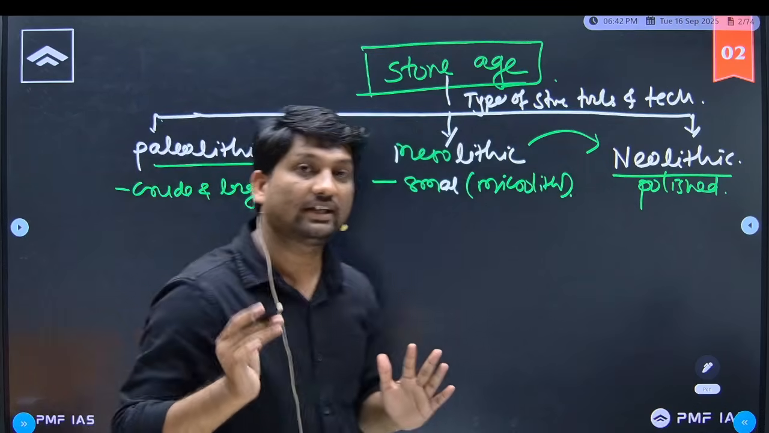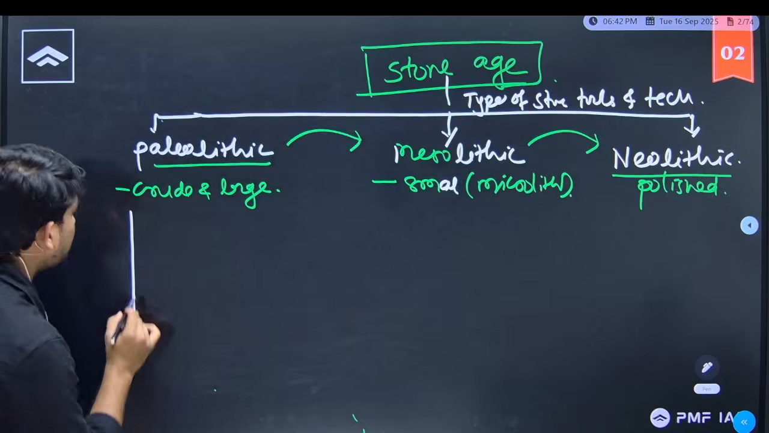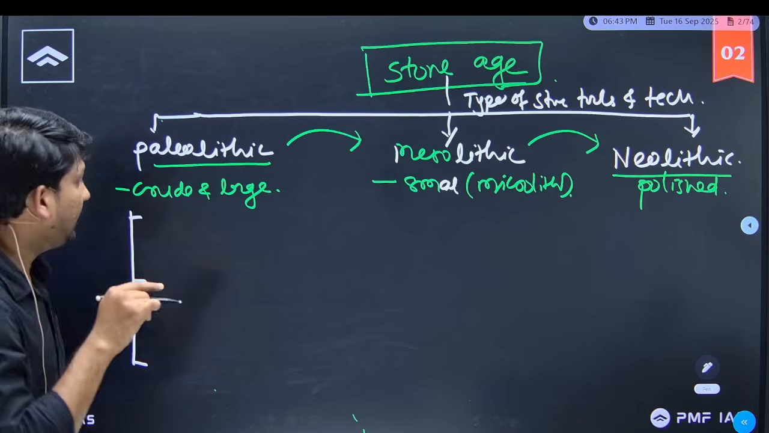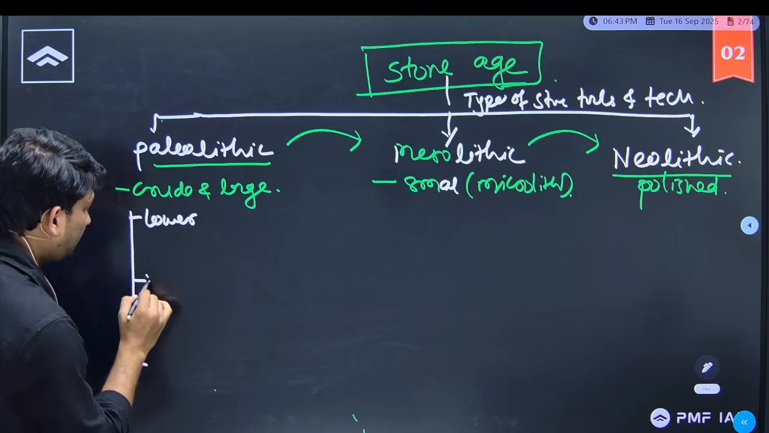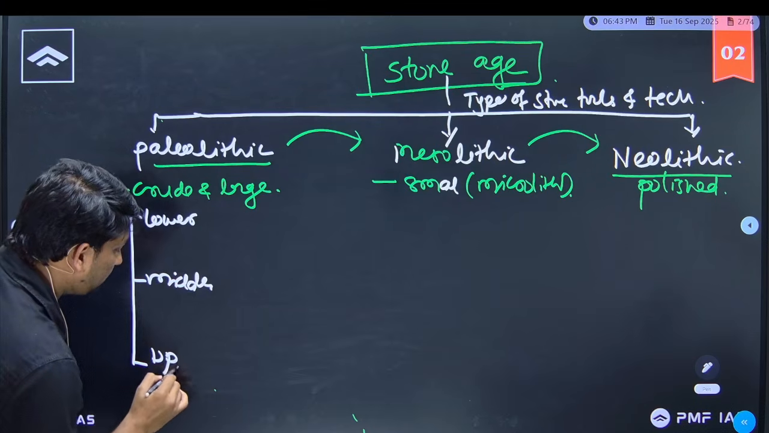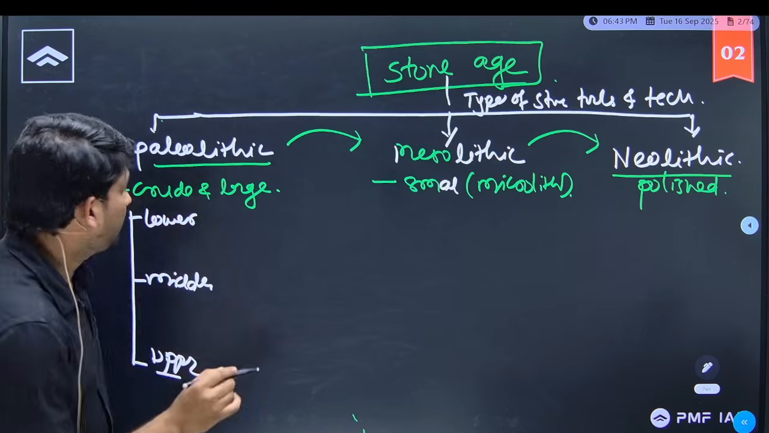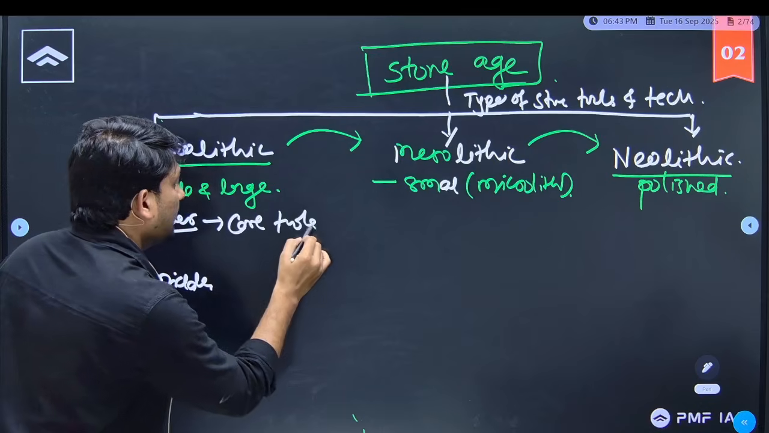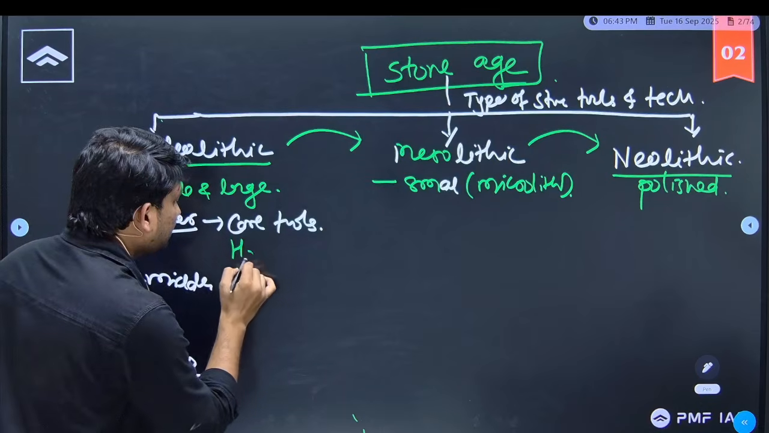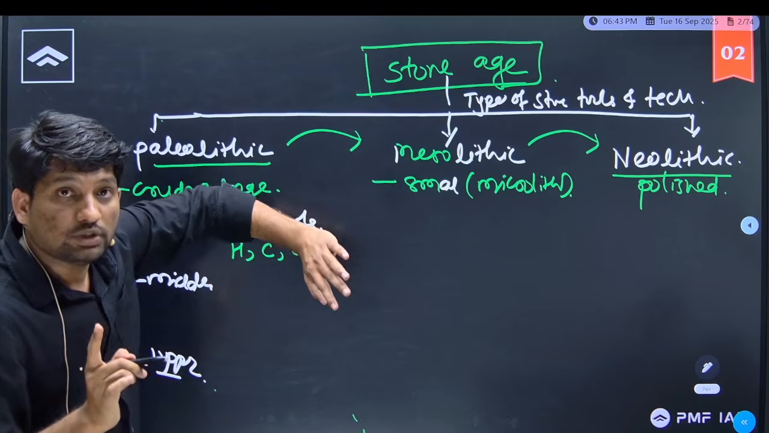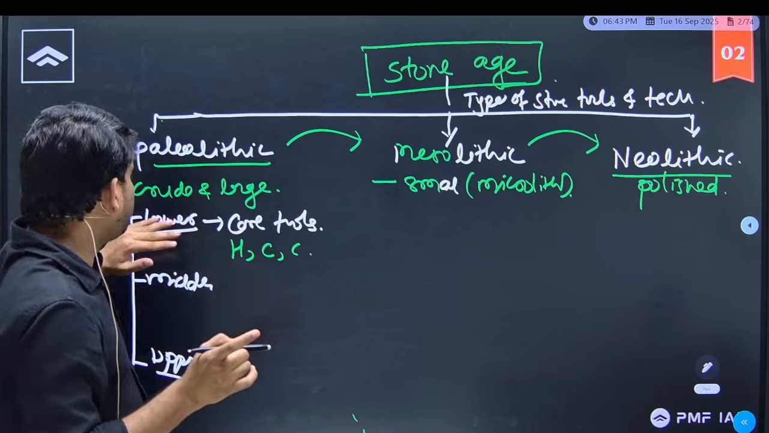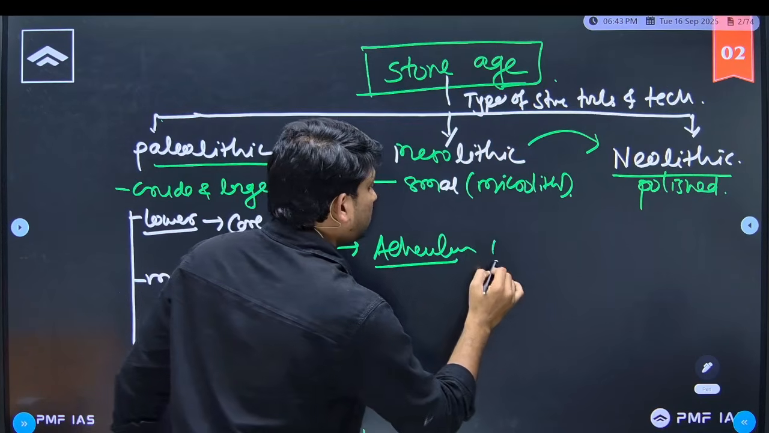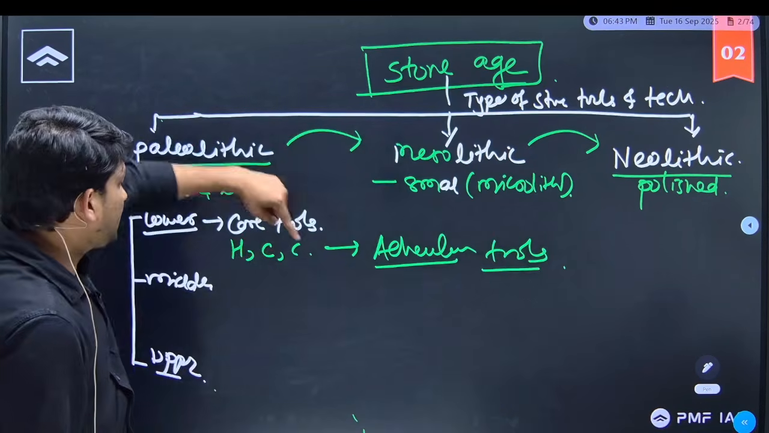If you go further into details, we have discussed that the Paleolithic phase is again divided into three phases or three ages: lower Paleolithic, middle Paleolithic and upper Paleolithic. During the lower Paleolithic, they were basically using core tools. Which are these core tools? Hand axes, cleavers and choppers. Remember, the tools humans used during the lower Paleolithic period are also called Acheulean tools. Remember, these are the lower Paleolithic tools.